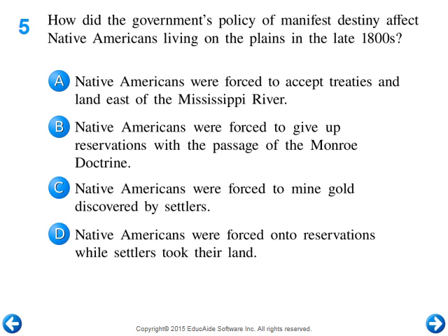B. Native Americans were forced to give up reservations with the passage of the Monroe Doctrine. The Monroe Doctrine has absolutely nothing to do with Native Americans, so we can get rid of B. C. Native Americans were forced to mine gold discovered by settlers. No, not really. We can get rid of that one, which only leaves D. So let's look and see what D is. Native Americans were forced onto reservations while settlers took their land. Yeah, that's what happened. We forced Native Americans onto reservations.